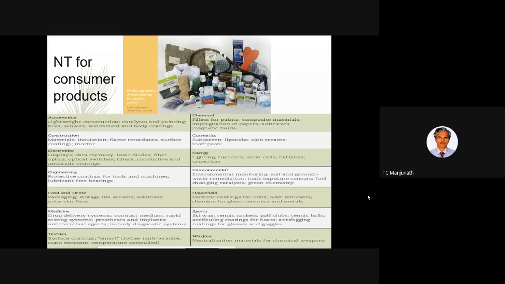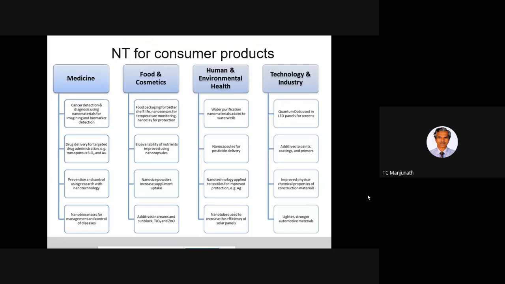So we are concentrating mainly on the electronic and medical applications with the help of some nano robots for consumer products. I am broadly dividing into four parts: one at the medicine level, one at the food and cosmetics level, then the environment and human health from the health point of view, and the industrial and technological point of view. If you come to medicine, detection of cancer using nanomaterials for imaging and biomarker detection, and it can act as drug delivery pellets.